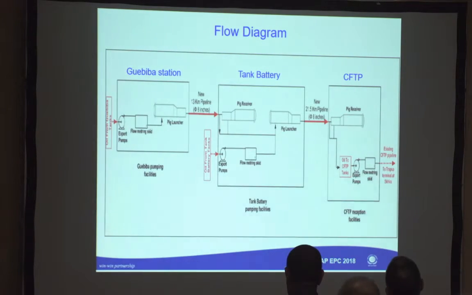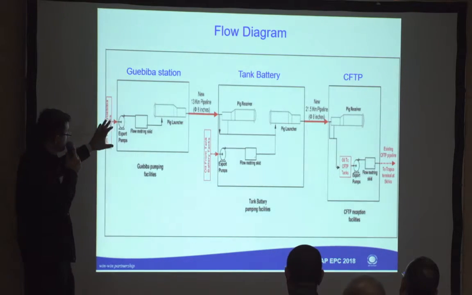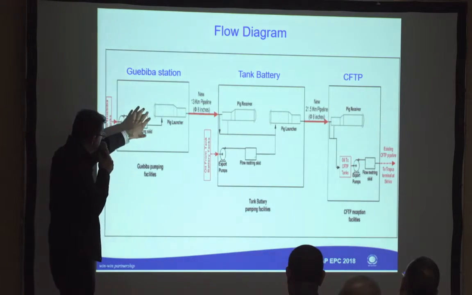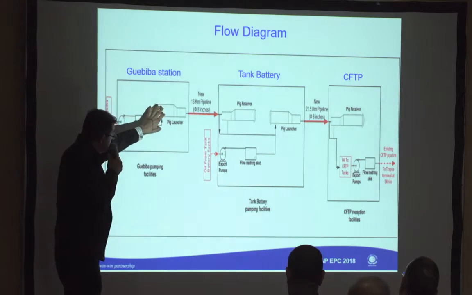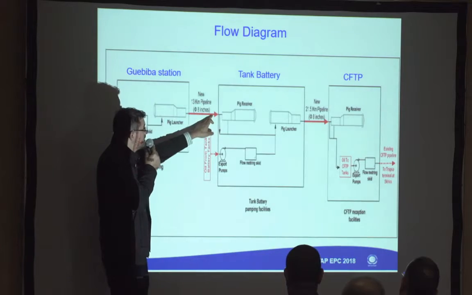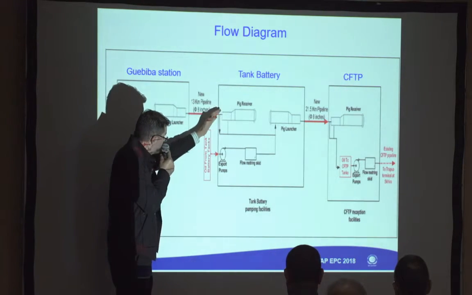Here is a very simple and basic flow diagram of the pipeline. I think this is the main important slide. Within this project, we built a new pumping station with facilities at the Gbiba station. We laid down a 13-kilometer, 8-inch pipeline from Gbiba station to the tank battery to transport the crude oil.